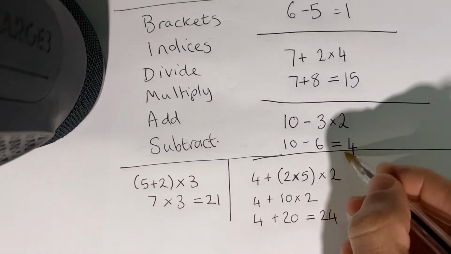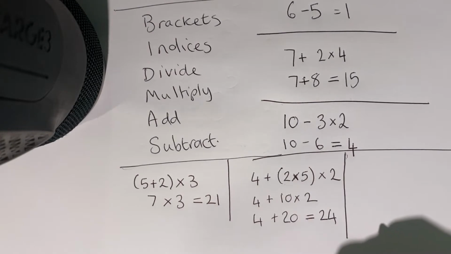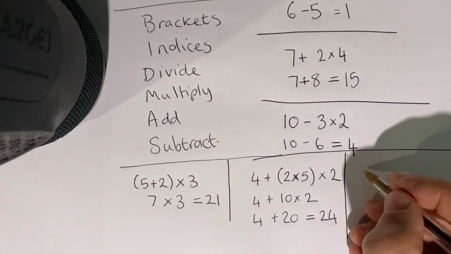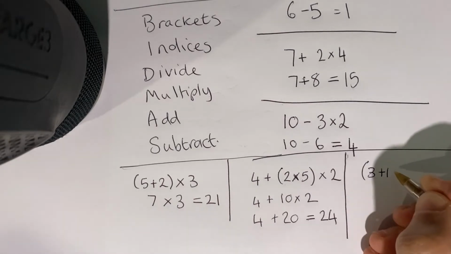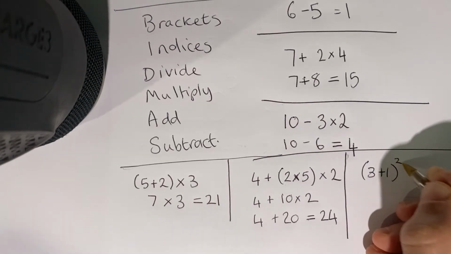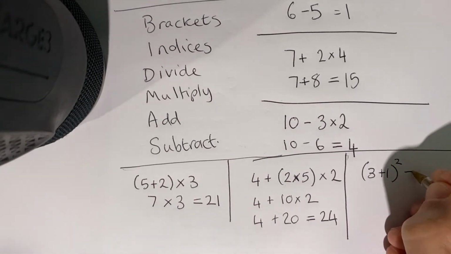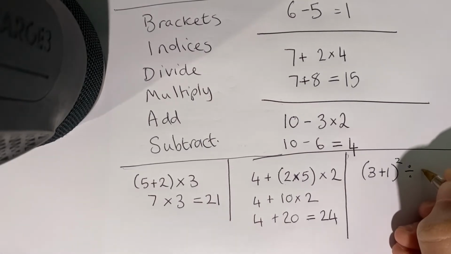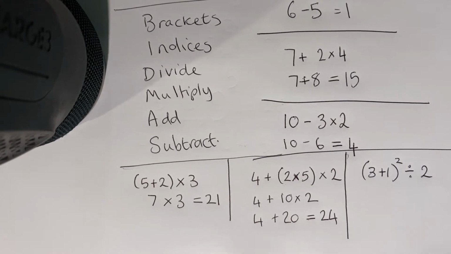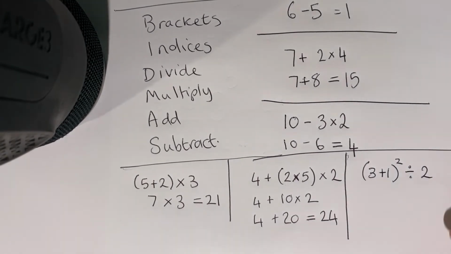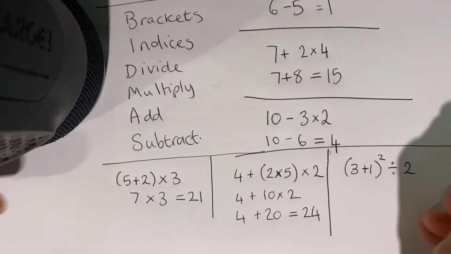Okay, so let's have a look at another one. Let's have 3 plus 1 squared divided by 2. And then let's put something else in there just to mix it up. Plus 5.